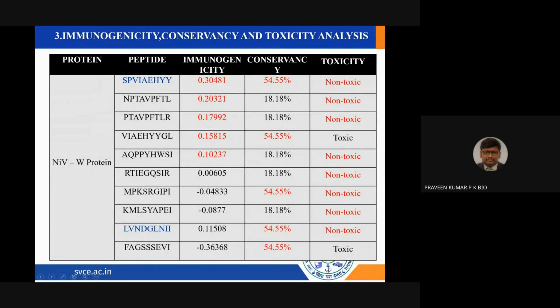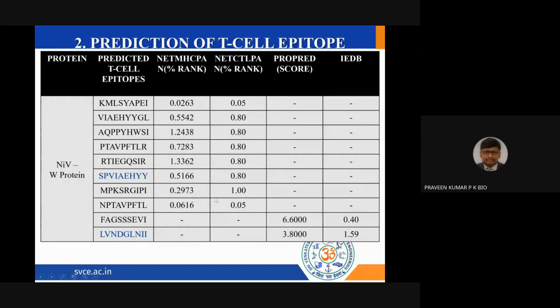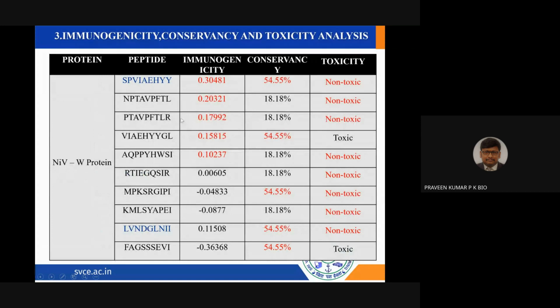If you see the Nipah virus W protein, I told you, I just can't screen it actually. If you see here, SPVI and AQPP, I can tell this is the best. But I didn't limit up to that. I also tried with immunogenicity, conservancy, and toxicity. When I tried that, of course, both are non-toxic, AQPP and SPVA. But if you see the immunogenicity, this peptide has more immunogenicity. Okay, this peptide is more immunogenic.